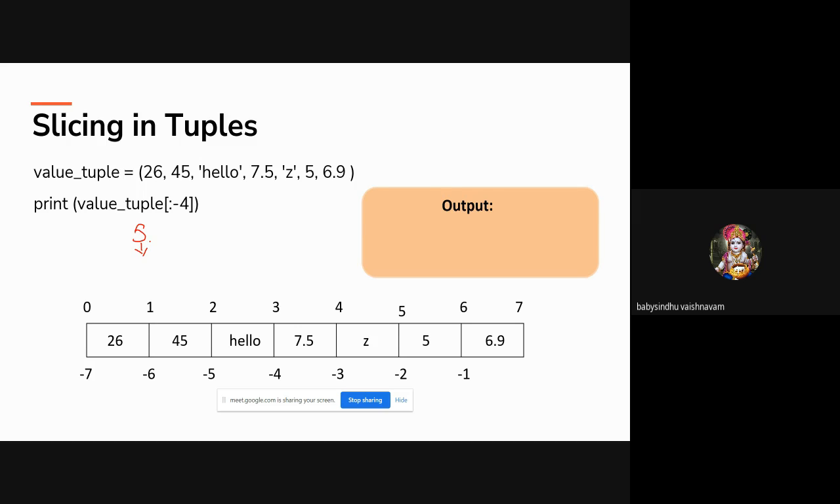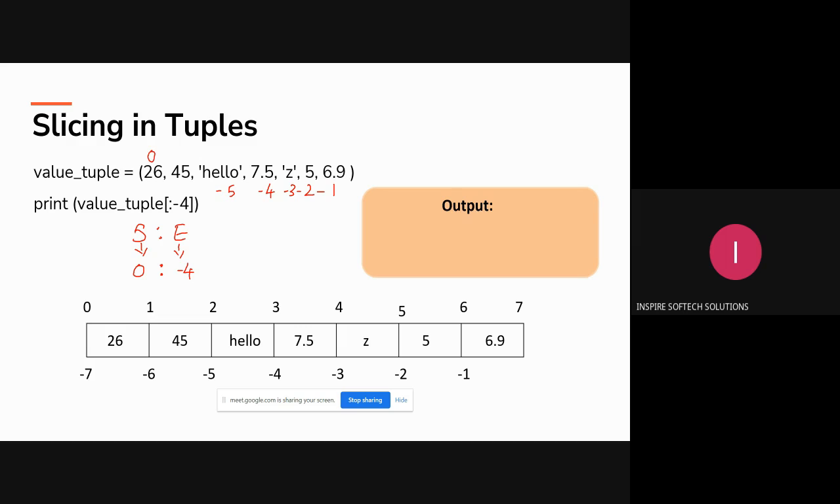Okay, if starting is not given, what is the default value? 0 is the default value. Very good. 0. And ending is given as -4. Can we consider -4? No. So -1 should be 6.9, -2 should be 5, -3 should be Z, minus 4 is 7.5. Now if that is the case, what should be the output?